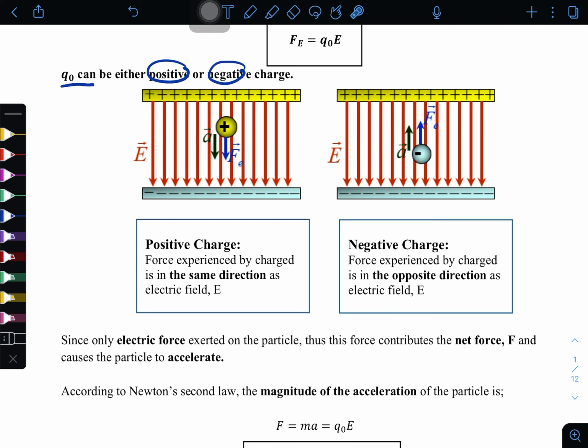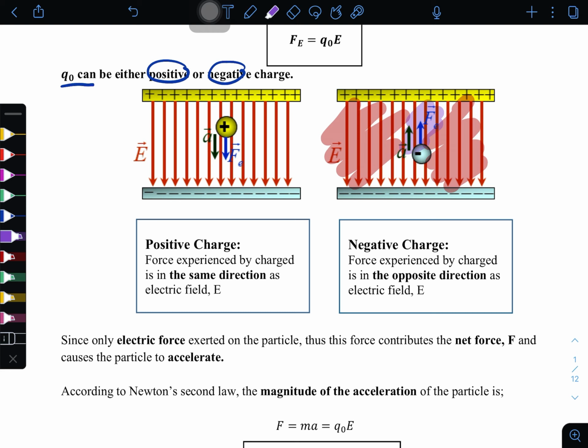Tetapi kalau kamu letak satu negative charge dekat sini, negative akan attract ke positive plate. So negative attract to the positive plate dan menyebabkan the electric force in the opposite direction as the electric field. Electric field yang warna merah, the red one is the electric field. Then the blue one is the electric force. So they are in the opposite direction. Kenapa?